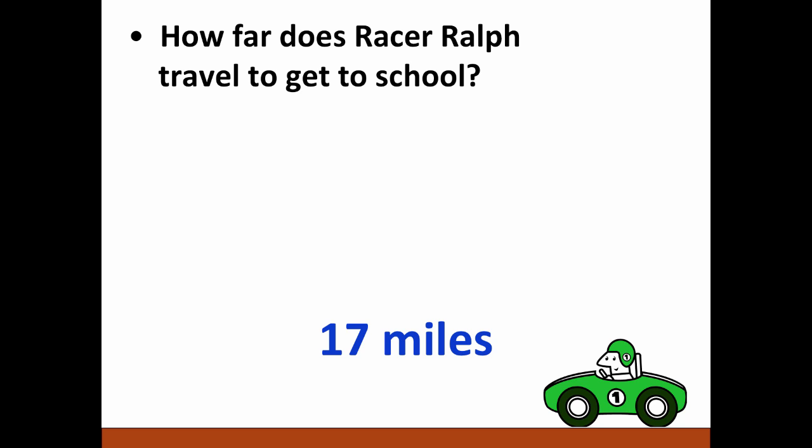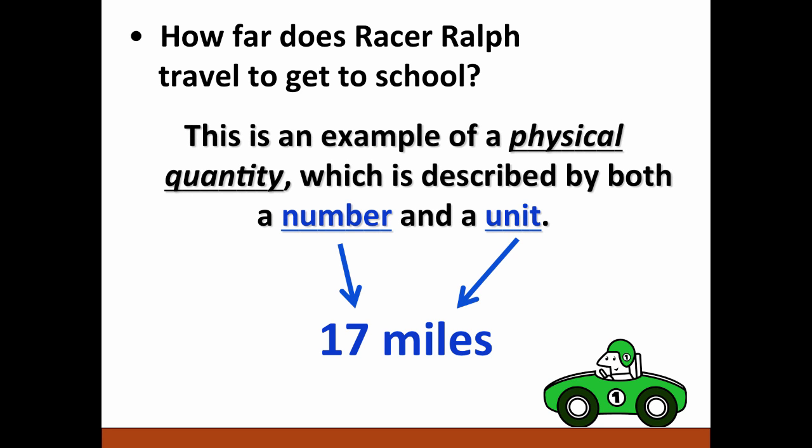Well, let's say that he travels 17 miles. Notice that this is an example of what's called a physical quantity. It has both a number, the 17, and a unit, the miles. And when we measure things, that's typically going to be the case. Physical quantities will have both a quantity and a unit that pertains to that quantity.